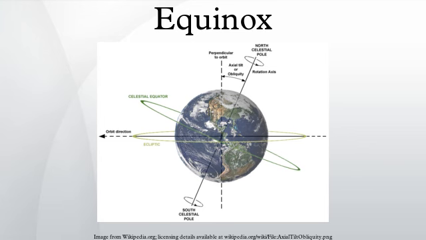Solstice and Equinox. 60 Symbols. Brady Haran for the University of Nottingham.